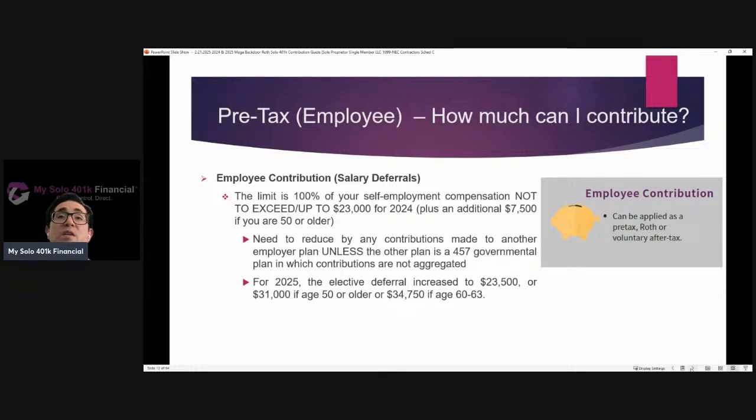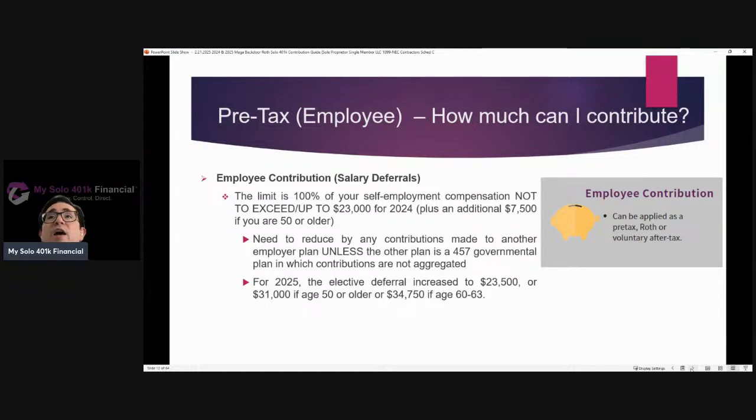Now, the exception to that general rule that you got to aggregate across all plans that the individual contributes to is the 457 governmental plan exception. So you don't have to aggregate contributions made to a 457 governmental plan with the contributions that the individual wants to make to the solo 401k.